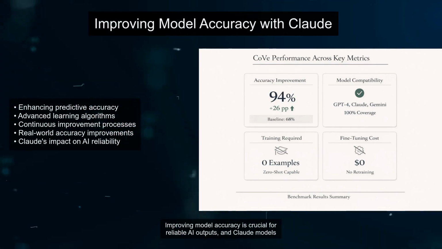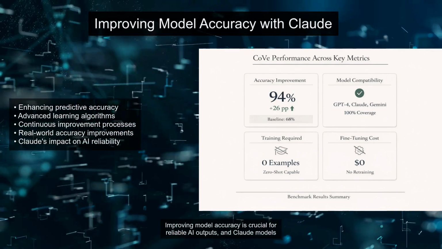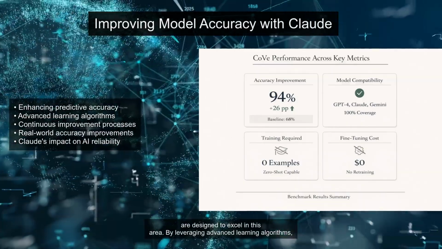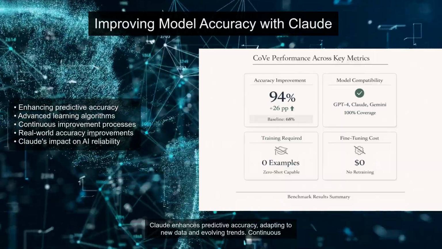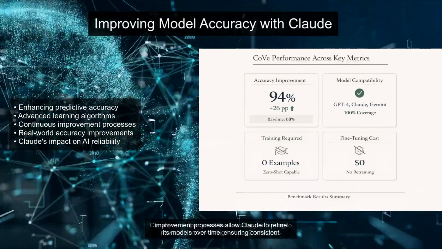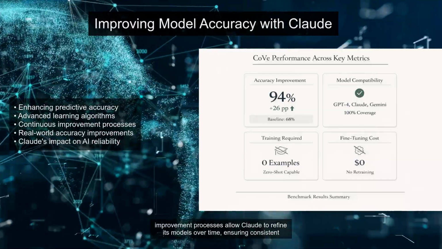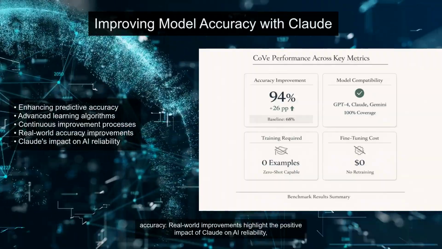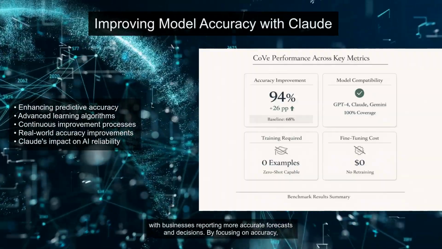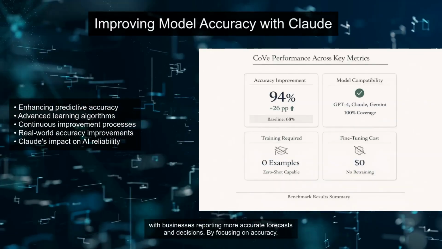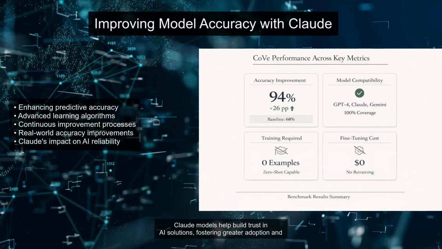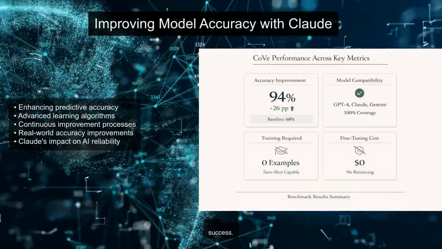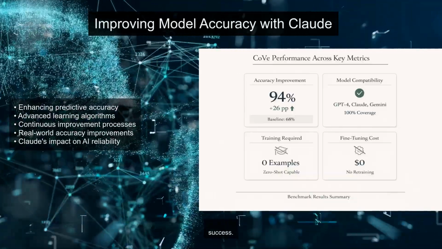Improving model accuracy is crucial for reliable AI outputs, and Claude models are designed to excel in this area. By leveraging advanced learning algorithms, Claude enhances predictive accuracy, adapting to new data and evolving trends. Continuous improvement processes allow Claude to refine its models over time, ensuring consistent accuracy. Real-world improvements highlight the positive impact of Claude on AI reliability, with businesses reporting more accurate forecasts and decisions. By focusing on accuracy, Claude models help build trust in AI solutions, fostering greater adoption and success.